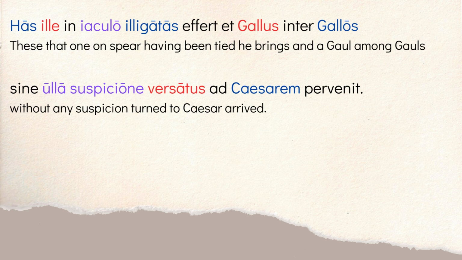Onto a spear. And you have Gallus inter Gallos. So a Gaul among Gauls is what it's talking about. It's referring to that slave. Remember, he's a Gaul and he's going to go among the Gauls. So he's going to blend in. So a Gaul among Gauls, he pervenit ad Caesarem. He arrived to Caesar without any suspicion, without having raised any suspicion.